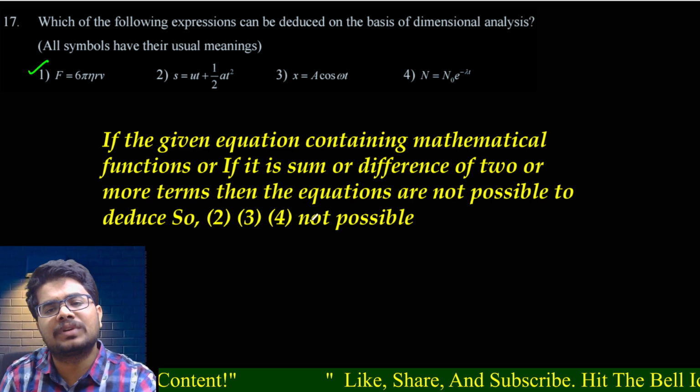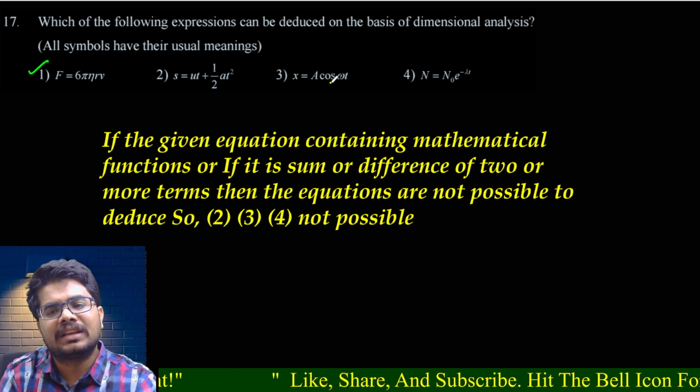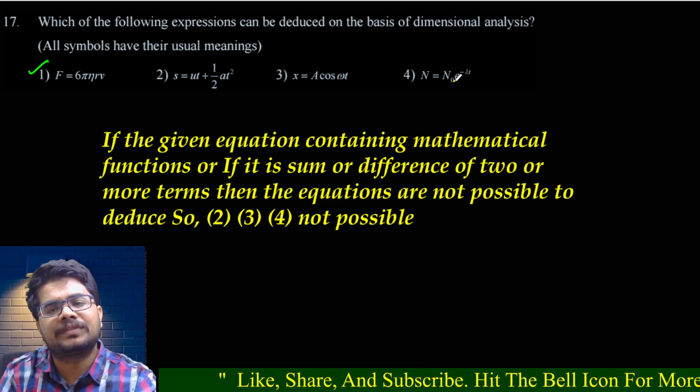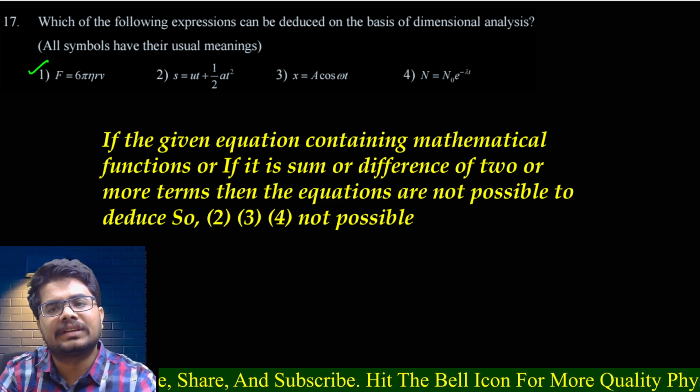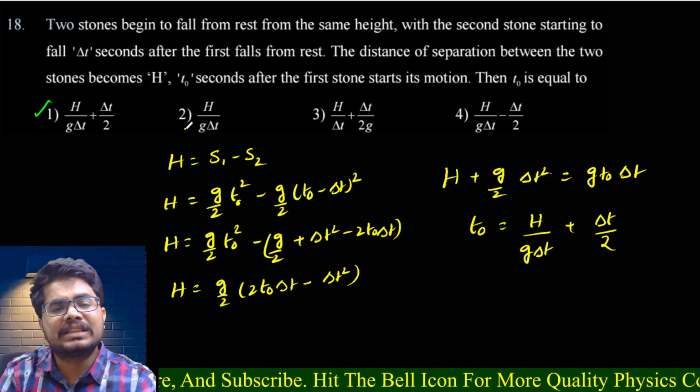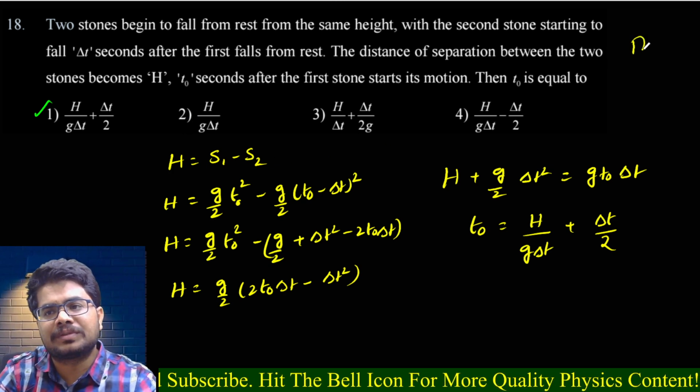So 2, 3, 4 not possible. Here addition is there. Here trigonometric functions is there. Here exponent functions is there. That's why it's not possible. General function only can be derived. Okay. Fine. Now this is a very good question, and I can consider it a difficult question.